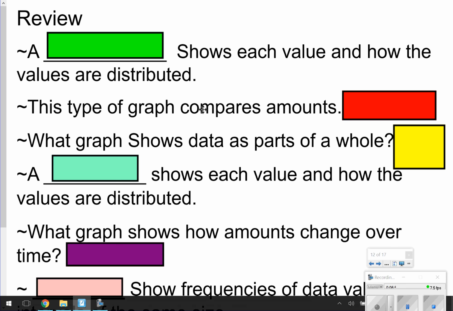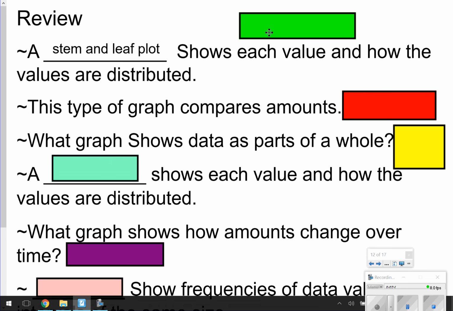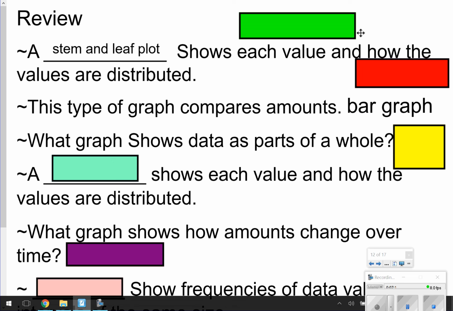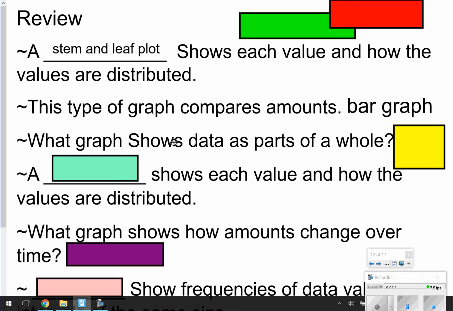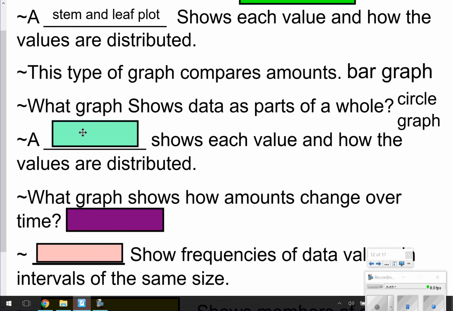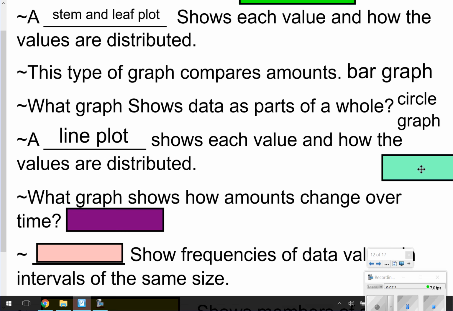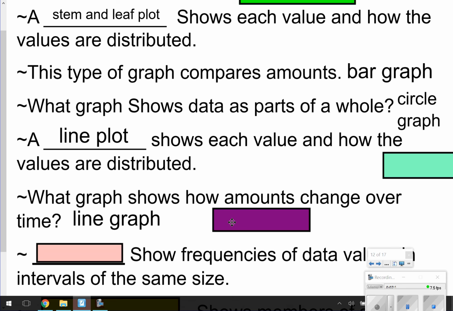The last little bit, we're just going to review and look at a few things that we're going to introduce tomorrow. Remember, a stem and leaf plot shows each value and how the values are distributed. This type of graph compares amounts. That one is a bar graph. The graph that shows data as parts of a whole is a circle graph. A blank shows each value and how the values are distributed. Again, that one is similar to a stem and leaf plot, but it's a line plot. What graph shows how amounts change over time? That one is a line graph.